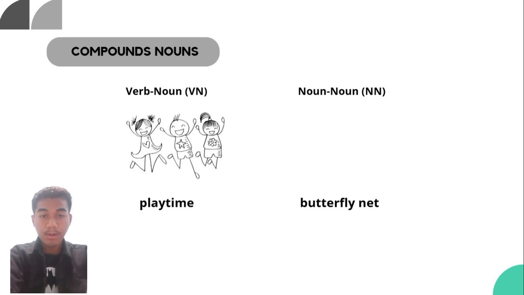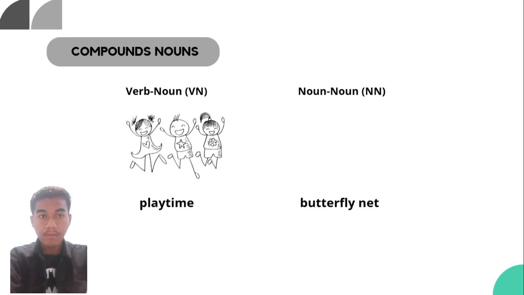Okay. After we learn about compound adjectives, now we will learn about compound nouns. Compound nouns are created by combining two words to form a new one. In English, compounding is commonly used to make nouns. This happens especially because cultural and technological changes bring about new things that need new names, and we often create new nouns for this.